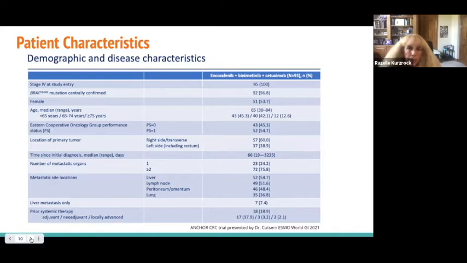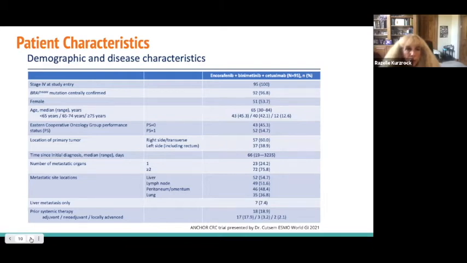This is another trial where they gave encorafenib, which is that BRAF inhibitor, together with binimetinib, which is another inhibitor of the pathway. And we're back again to cetuximab. So this theme comes up again and again where they're trying to interfere with all the pathways. And they gave this to 95 patients. And what this table tells you is the characteristics of those patients.